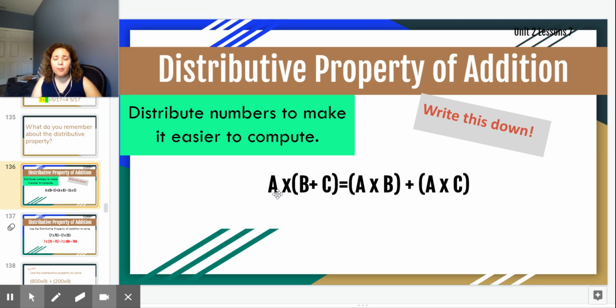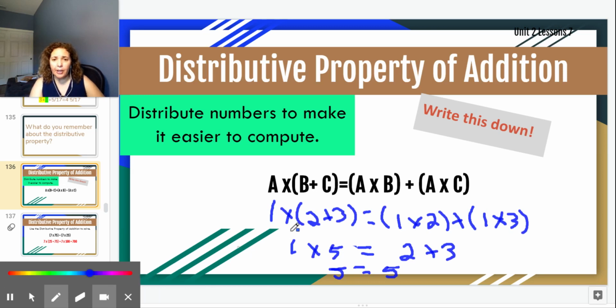So in my example here, I have A times (B plus C). So what this is telling me, I can change my numbers around. I can distribute the numbers to make it easier to add. So I can distribute it, the A times the B plus the A times the C. Let me give you an example of that.